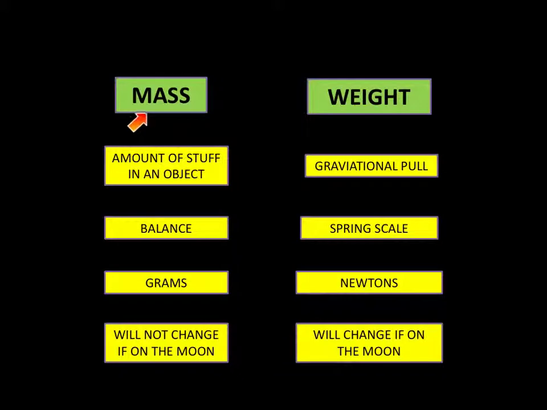It is affected by mass. The more mass something has, the more gravitational pull it has. It's also affected by distance away from an object. So the further apart two objects are, the less pull you will feel and the less weight you will feel. Spring scale is how we typically measure weight in a science class. The unit we would use is called a Newton, and it does change depending on your location.